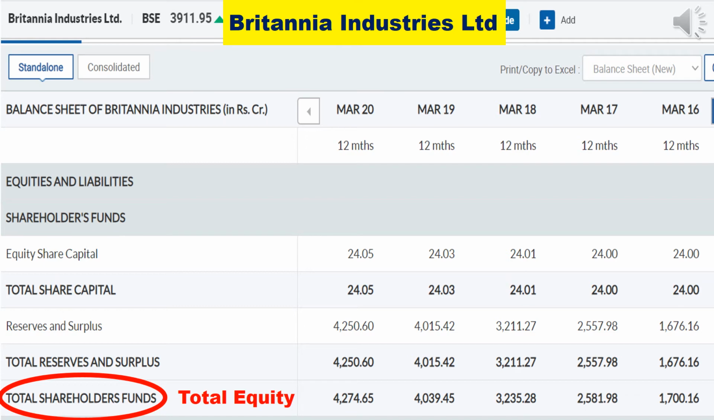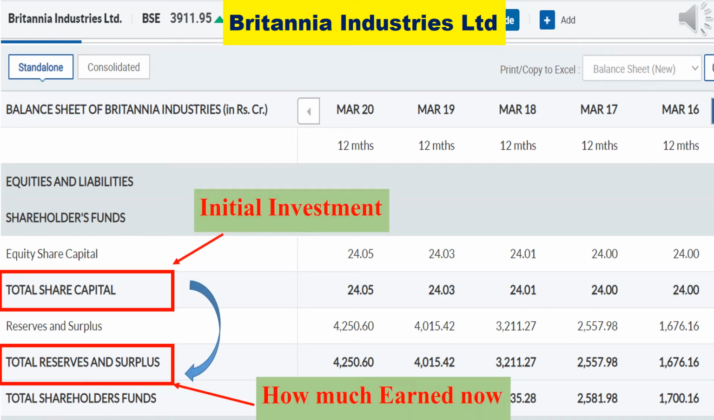Here, they have mentioned total shareholders fund. Total shareholders fund is nothing but total equity. Under the total shareholders fund category, there will be two terms. First is equity share capital and second is reserves and surplus. Equity share capital means how much the Britannia company promoter had initially invested for starting the business. That is equity share capital.